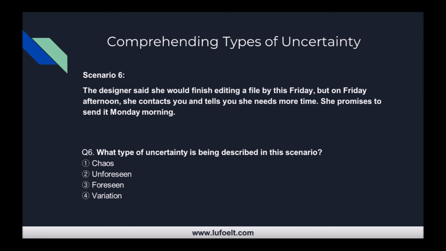All right, we're talking again about different types of uncertainty. So here's another scenario. The designer said she would finish editing a file by Friday, but on Friday afternoon, she contacts you and tells you she needs more time. She promises to send it Monday morning. So what type of uncertainty is being described in this scenario? Chaos, unforeseen, foreseen, or variation?